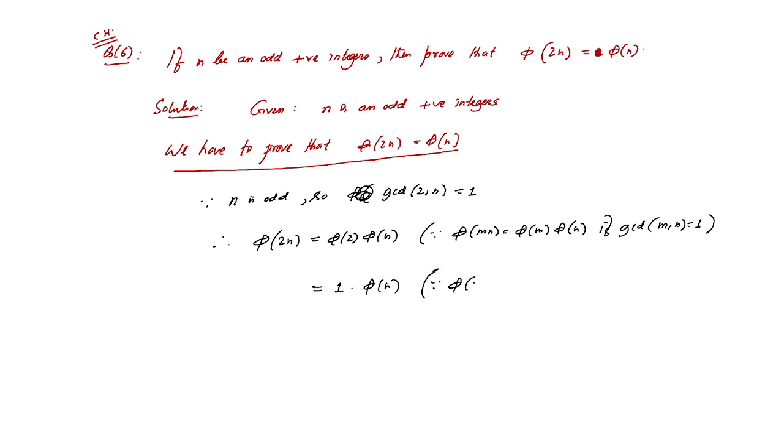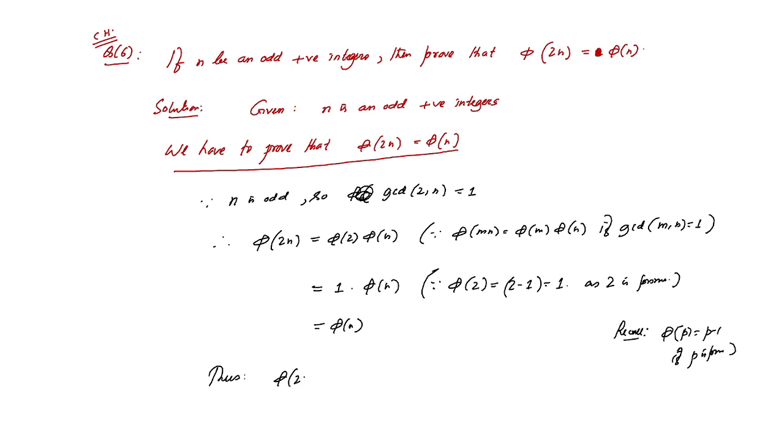Why? Because phi of 2 means the number of integers less than 2 that are coprime to 2. Since 2 is prime, phi of 2 will be 2 minus 1, which is basically 1. And we know the result, recall that phi of any prime p is p minus 1 if p is prime. So this is basically phi n. So what have we proved? Thus we proved that phi of 2n is exactly equal to phi n if n is odd.